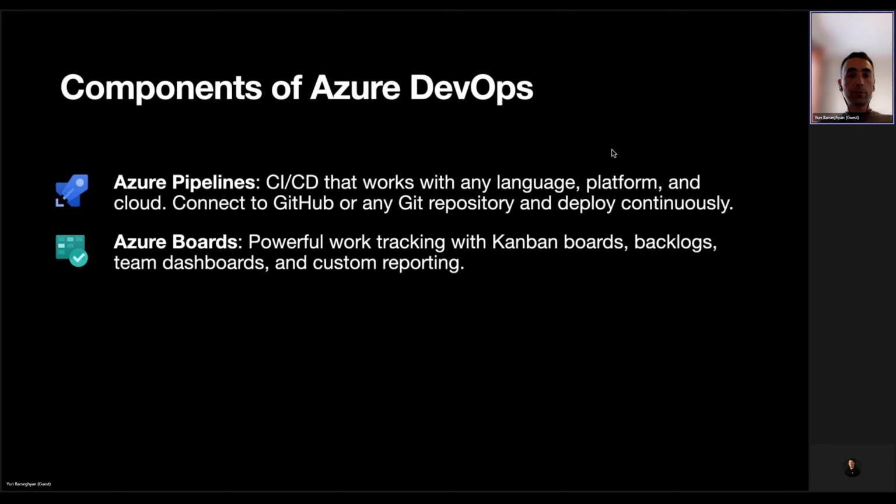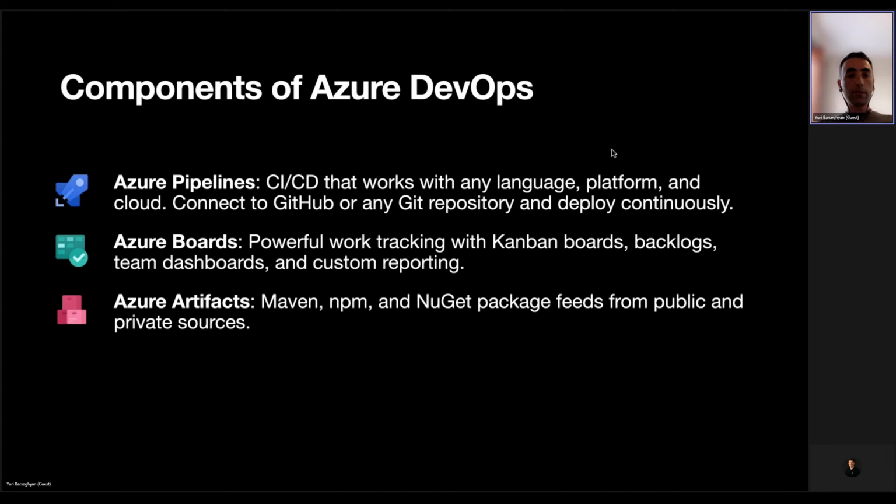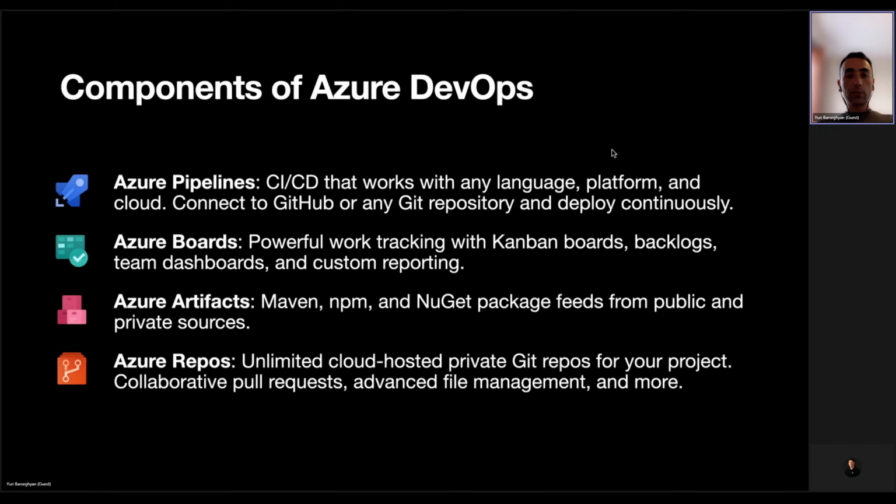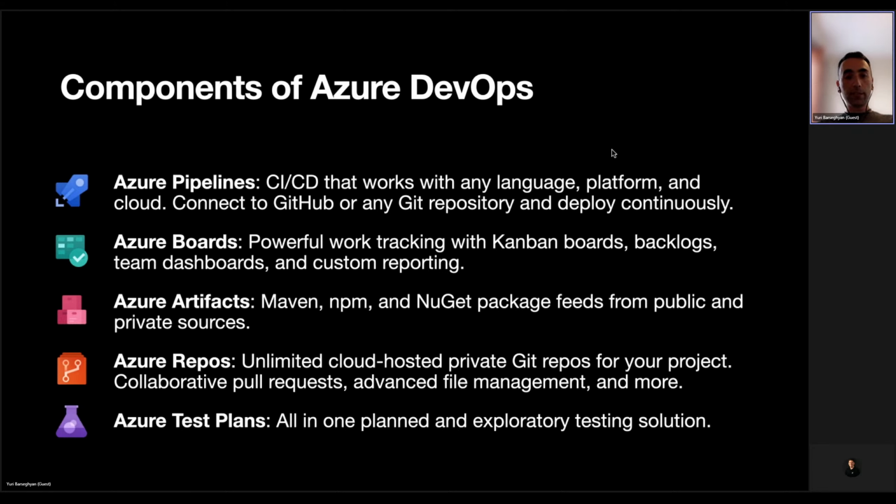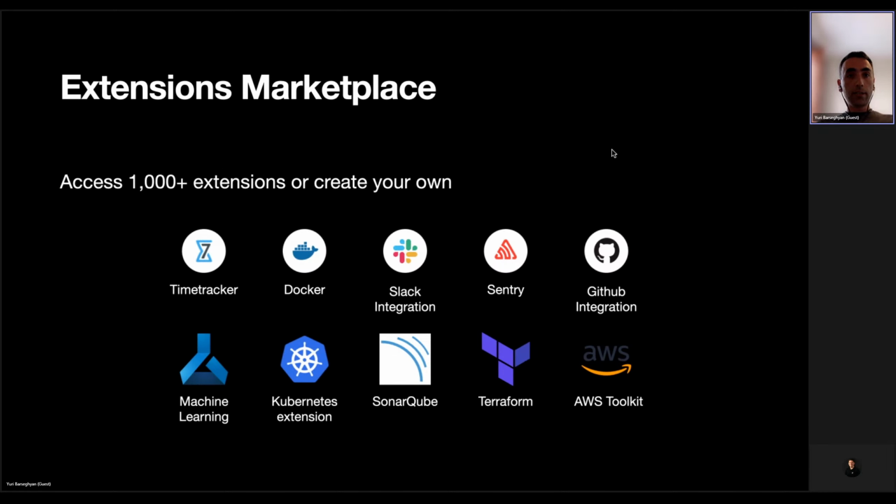There is Azure Boards, which is mostly for project management, Kanban boards, Scrum boards, and so on for reporting. Then Azure Artifacts for Maven, NPM, and any kind of package feeds. Then Azure Repos. This is your Git repositories and collaboration tools for pull requests and all of those. And Azure Test Plans. This is testing related. We are going to use Azure Pipelines and Azure Repos, so you don't really need to know much about the rest of them. And there are over 1,000 extensions available for you to use.